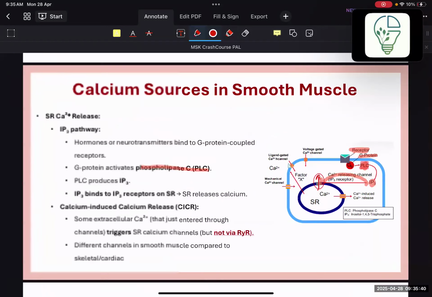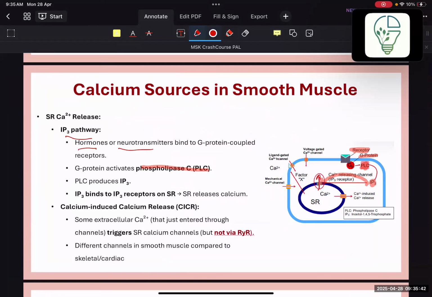So once again, IP3 pathway: a hormone or a neurotransmitter will go bind to a G protein. The G protein is going to activate phospholipase C. Phospholipase C will produce IP3, and then IP3 will bind to the IP3 receptor on the sarcoplasmic reticulum. Boom, it's opened, and you have calcium release.